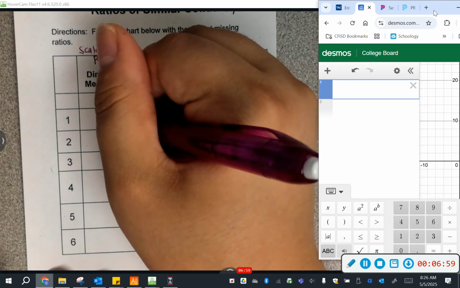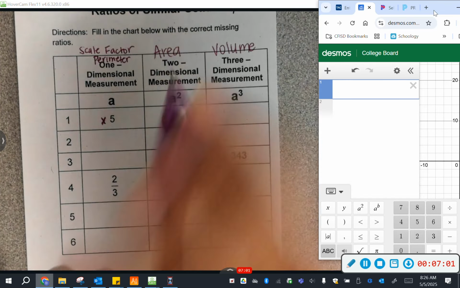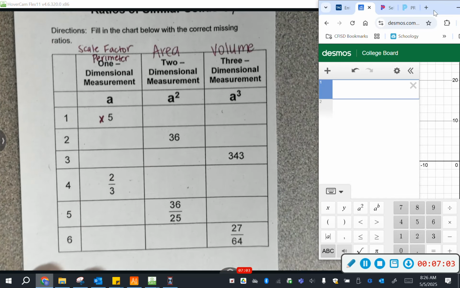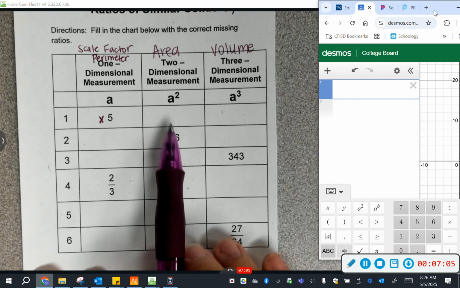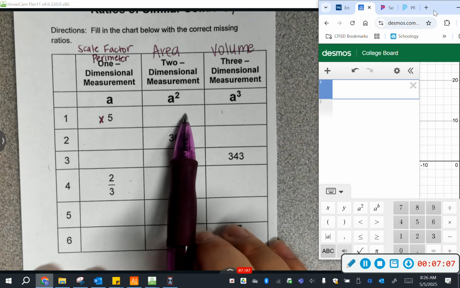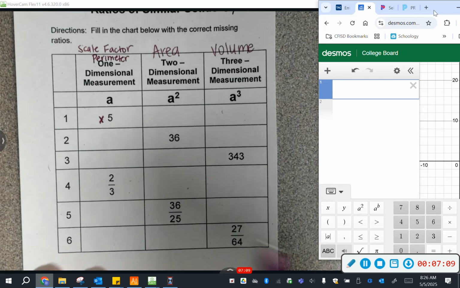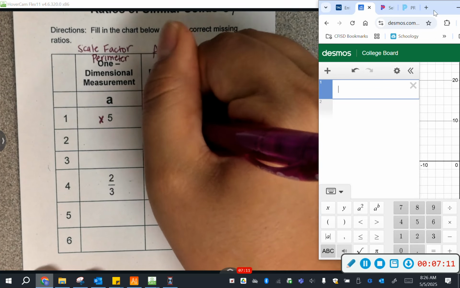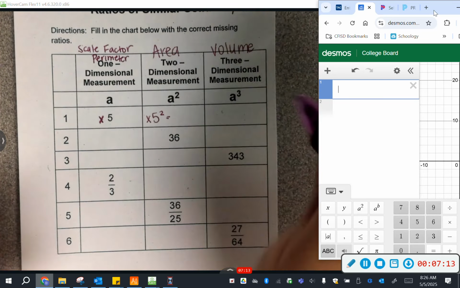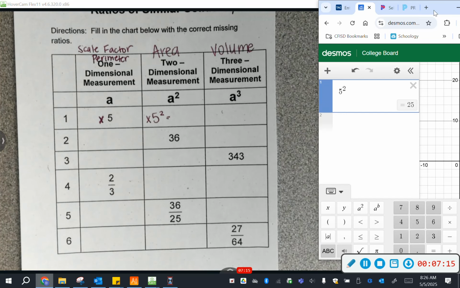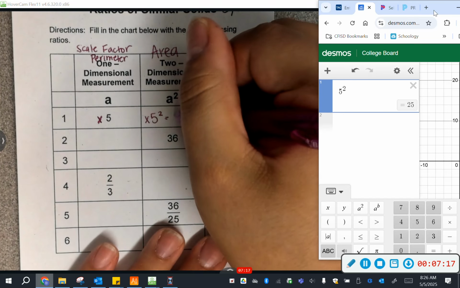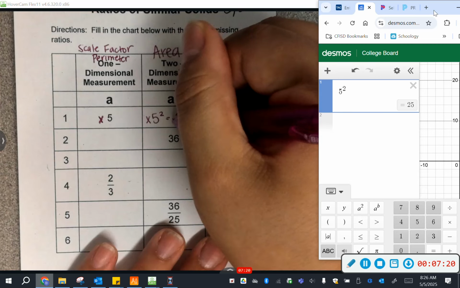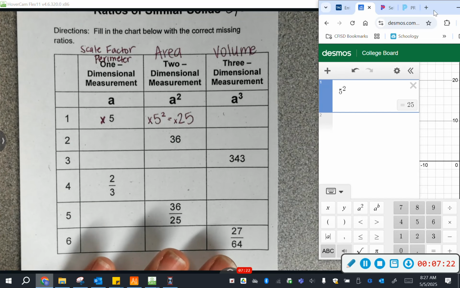If the scale factor is times 5, can you put a times 5 right there? What am I going to multiply my areas by? By 5 squared. What is 5 squared? 25. So you would multiply your areas by 25.